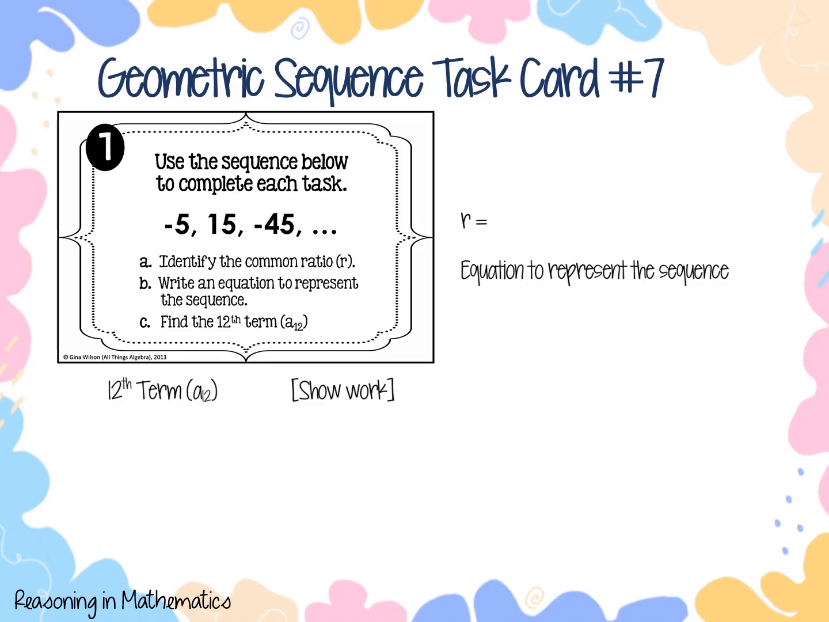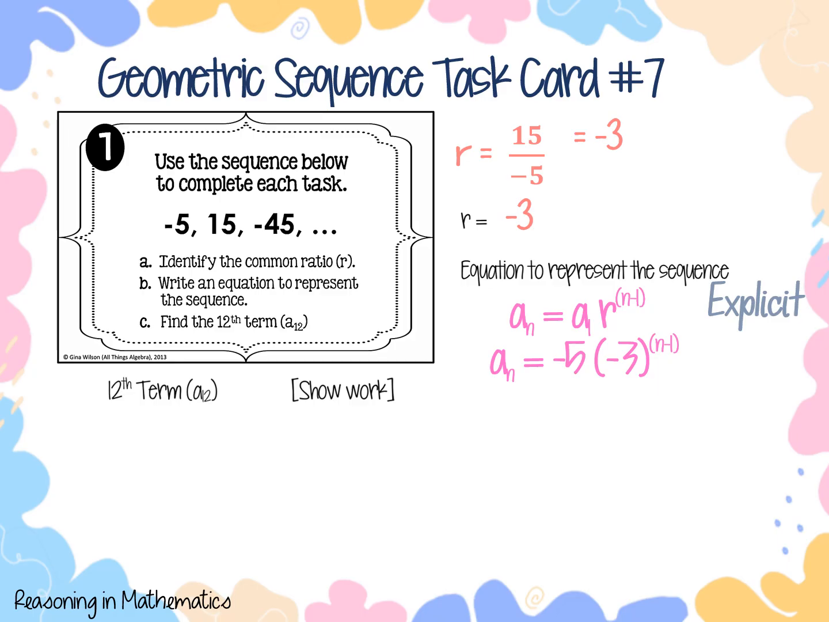Number 7. Here's our sequence: -5, 15, -45. Find our common ratio. 15 divided by -5, we get -3. Use our explicit formula, initial value -5, common ratio -3. We want the 12th term.